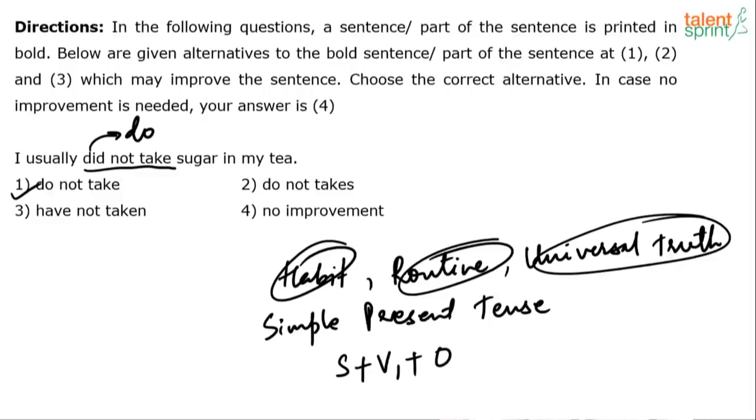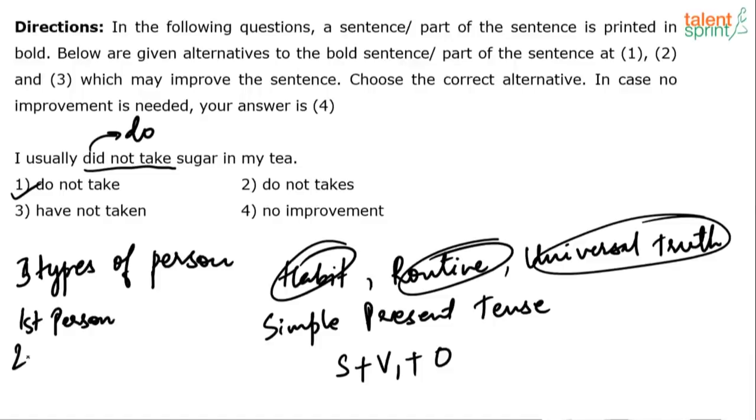Now, there's something that people tend to forget when we are talking about simple present tense. Okay, let's look at, I hope all of you know what the 3 types of person are. Do you know what the 3 types of person are? First person, second person, and third person. Okay. Now, who is the first person? Moving a little away from the topic, but it is very necessary that we understand this concept really, really well.